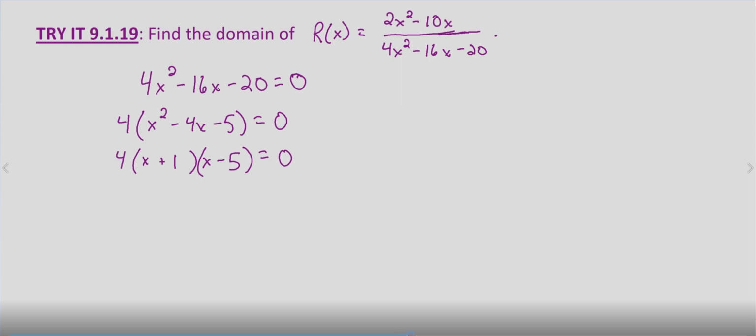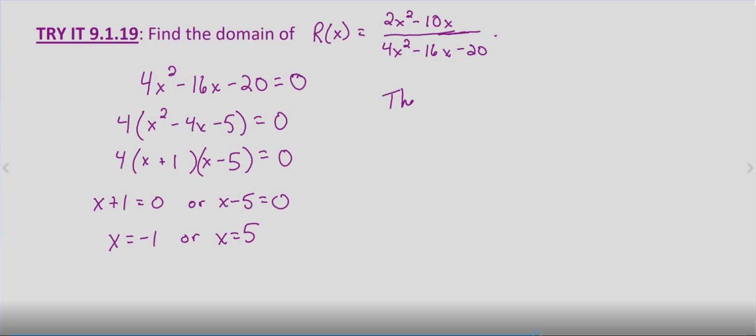And now we use the zero product property. We know 4 is not equal to 0, so I'm not even going to bother with that one. But we know x plus 1 equals 0, or x minus 5 equals 0. And that gives us x equals negative 1, or x equals 5. So this rational function cannot have inputs of x equals negative 1 or x equals 5.